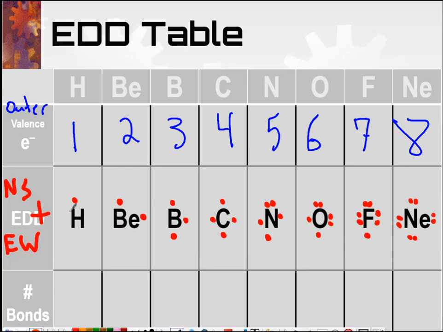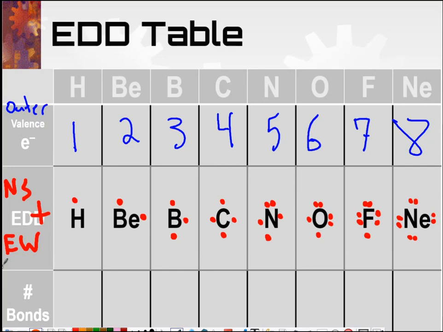So these are the patterns. You've got 1 unpaired, 2 unpaired, 3 unpaired, 4 unpaired, 3 unpaired and 1 paired, 2 unpaired and 2 paired, 1 unpaired and 3 paired, and 4 paired. What does this matter?